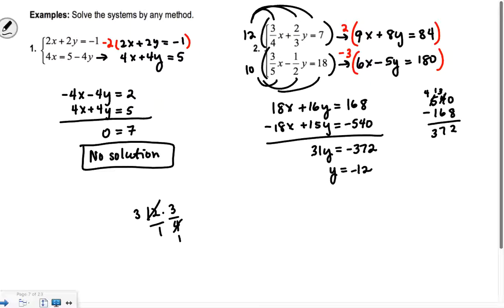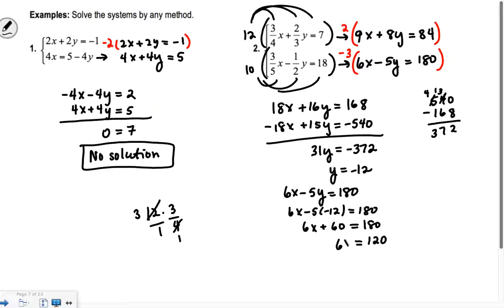So you could even go back to the fraction equations if you want to. I'm probably going to go back to these ones up here. So let's say I have 6x, because it can be any equation with x and y. It doesn't matter. It doesn't have to be the original or anything. So 6x minus 5y equals 180. So I have 6x minus 5 times negative 12 equals 180. So I have 6x plus 5 times 12 is 60 equals 180. I subtract my 60 over, so I get 120, and then I divide. So I get x equals 20. So your solution is 20 comma negative 12.